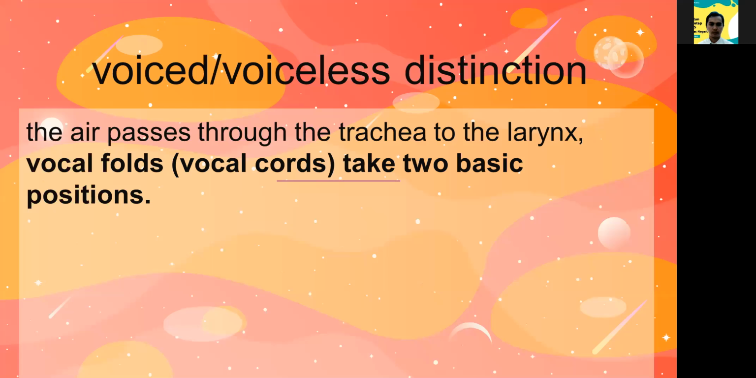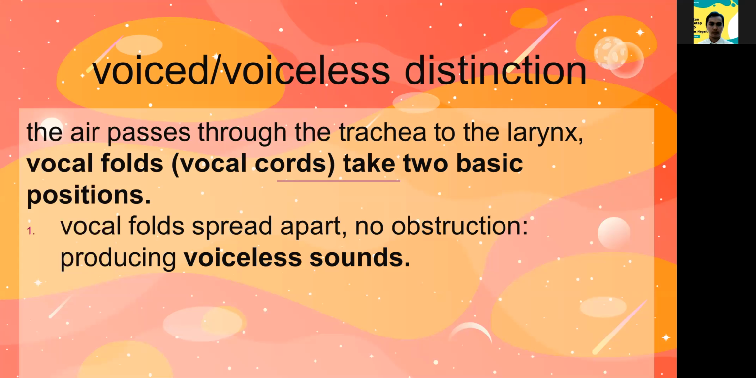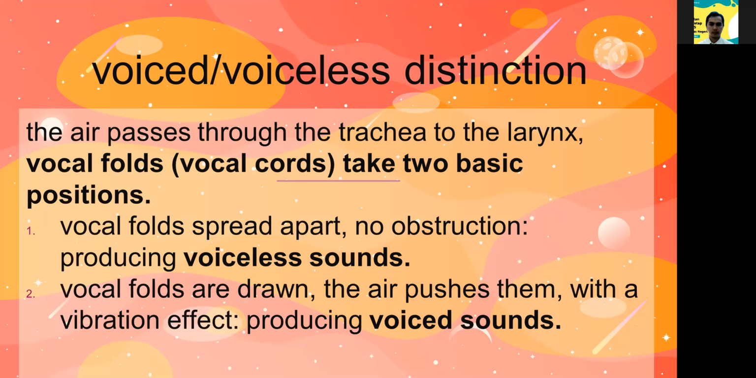The first one is the voiced or voiceless distinction. When the air passes through the trachea to the larynx, the vocal cords or vocal folds will take two basic positions. If the vocal folds are spread apart and there is no obstruction at all, we will produce voiceless sounds. When the vocal folds are drawn together, the air pushes them, and there is a vibration effect, so we are producing voiced sounds.